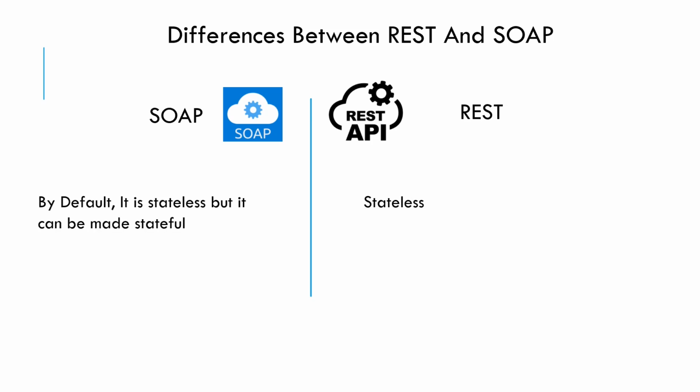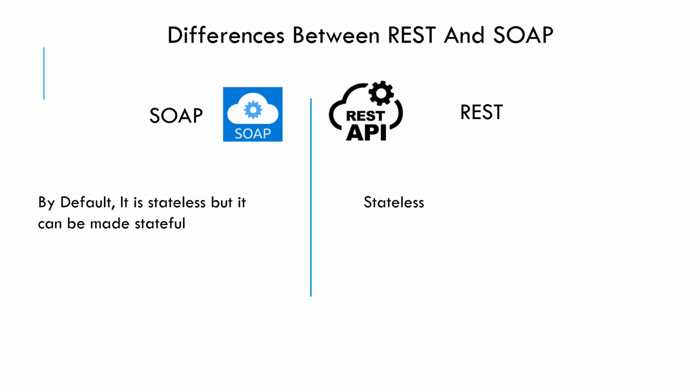Then by default, both SOAP and REST are stateless. But SOAP can be used as stateful as well. When you talk about stateless, it means that the information between two transactions is not known to both of them. For example, if one transaction is happening, then the second transaction will not be aware of the first transaction. So it will not store any state of the previous transaction. That's why they are called stateless.